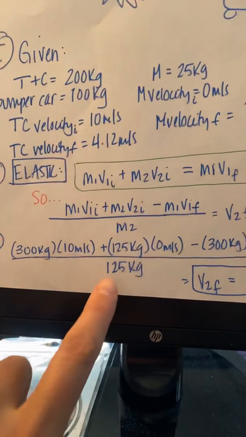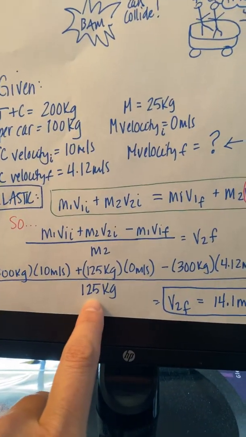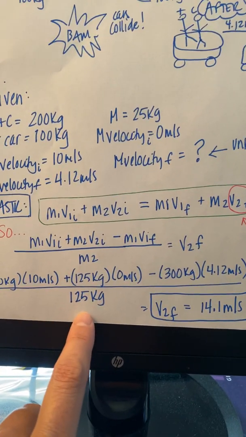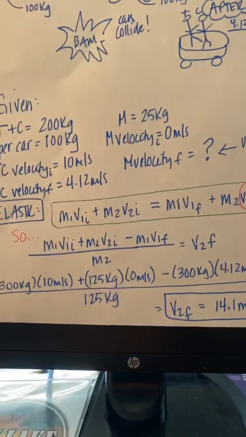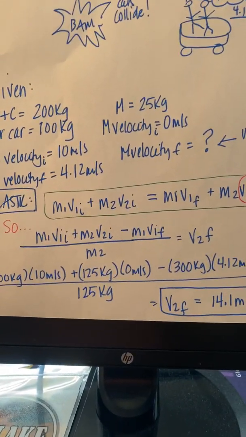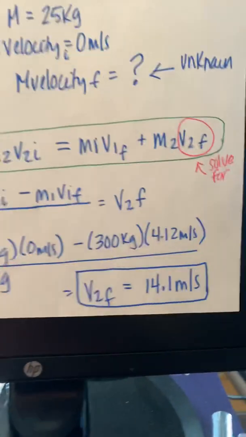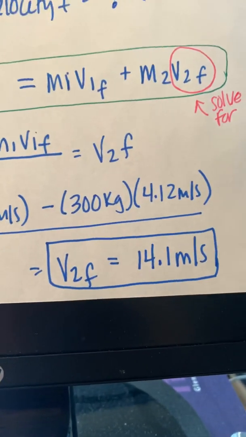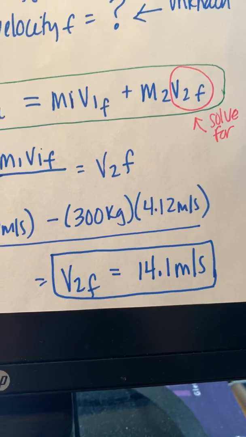Now, what are we dividing by? We're dividing by the mass of the second object. That's Melinda plus her cart, which combined is 125 kilograms. When we divide 1,764 kilogram meters per second by 125 kilograms, we get the final velocity of Melinda's cart is 14.1 meters per second. And that's how we solve that elastic collision problem.